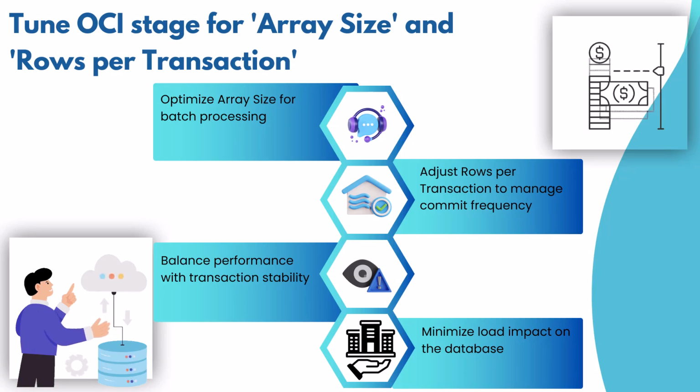Fine-tuning these settings is like choosing how much coffee to brew. Too little and you're inefficient, too much and things spill over. Array size controls batch efficiency, while rows per transaction ensures stable commits. Balance them wisely, and you'll keep the database humming without bottlenecks.